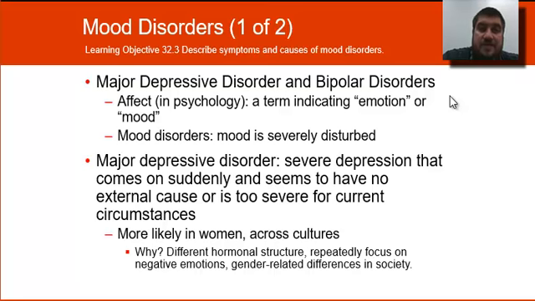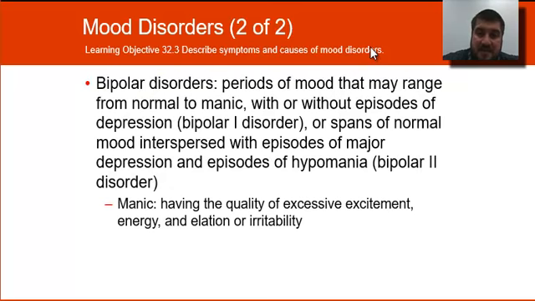Could be that women have different hormonal structure versus men. Women tend to ruminate or repeatedly focus on negative emotions. It's just part of their nature. And gender-related differences in society could be to blame as well. Major depressive disorder has to not be relevant to the current situation. So if a person's spouse dies, obviously they're going to be sad, but we cannot diagnose them with major depressive disorder because it's relevant to the situation. There needs to not be a cause for a diagnosis to be made.